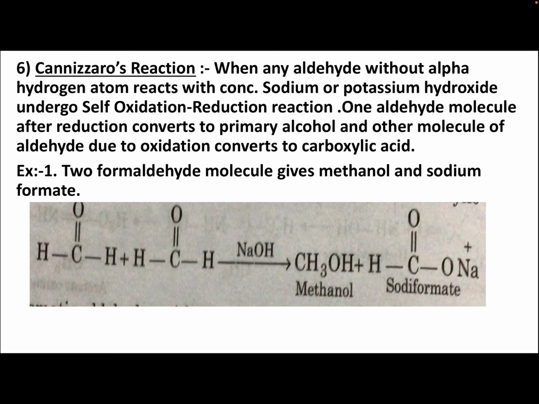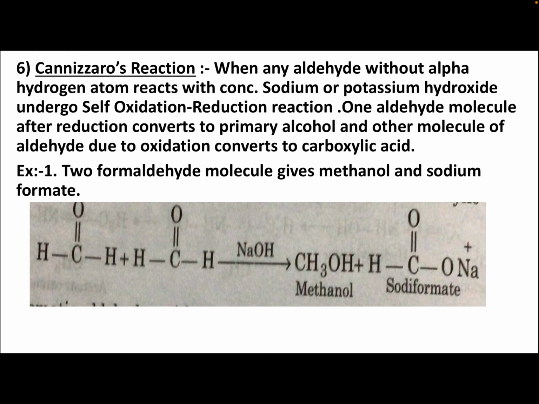Next is the Cannizzaro reaction. When any aldehyde without an alpha hydrogen atom reacts with concentrated sodium or potassium hydroxide, it undergoes a self-oxidation reaction, where one aldehyde gets converted into alcohol and another aldehyde gets converted into the sodium salt of carboxylic acid. So 2 formaldehyde molecules give methanol and sodium formate. C double bond O H H, C double bond O H. These are formaldehyde. This is the aldehyde group with no alpha hydrogen atom.